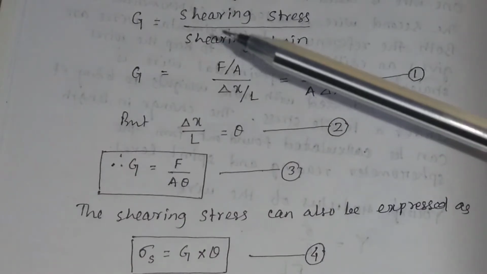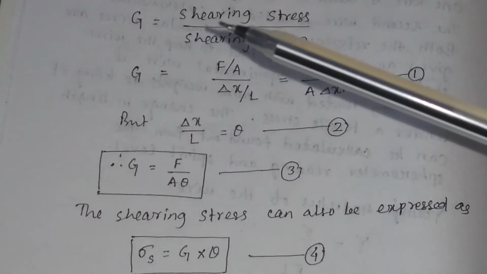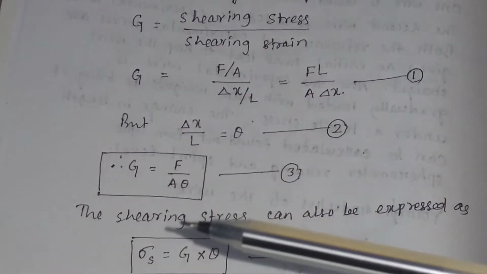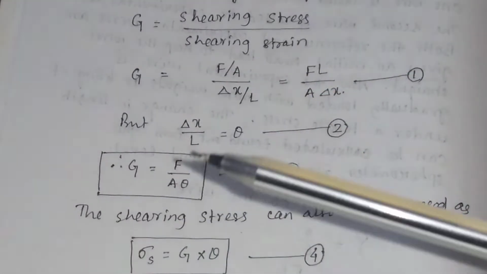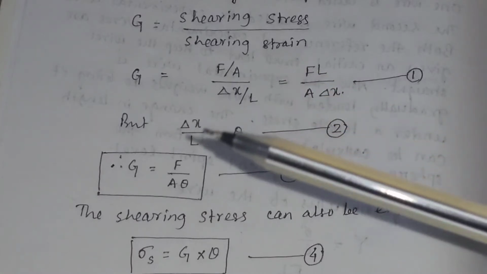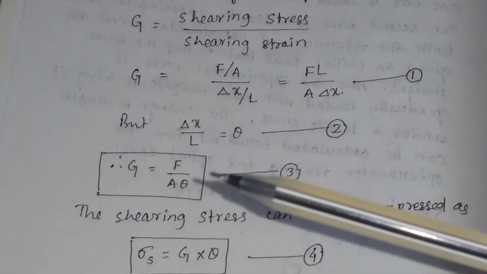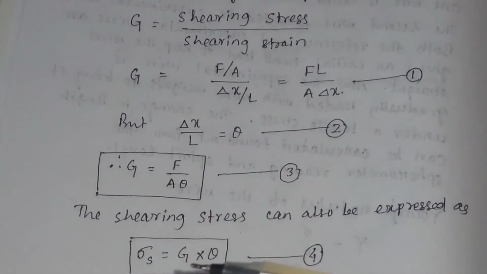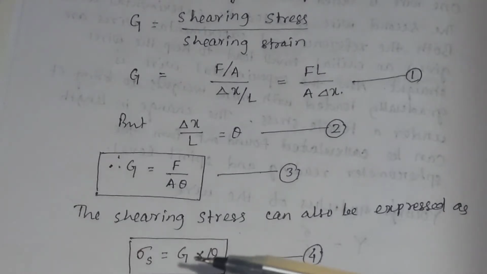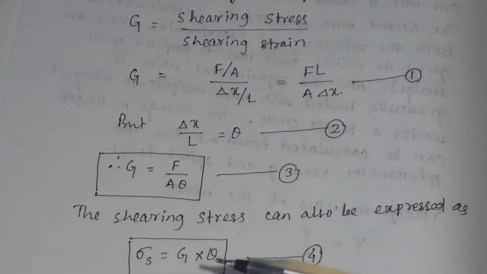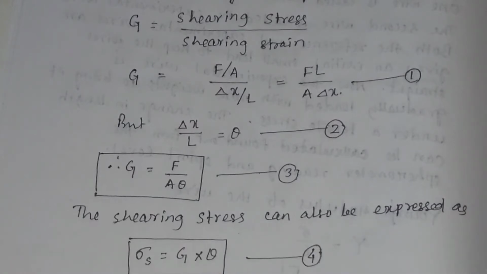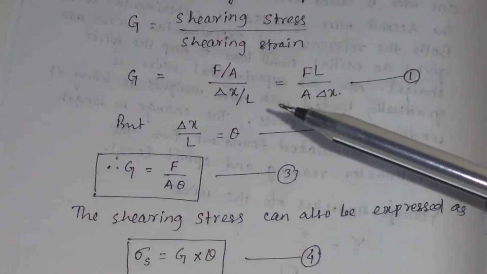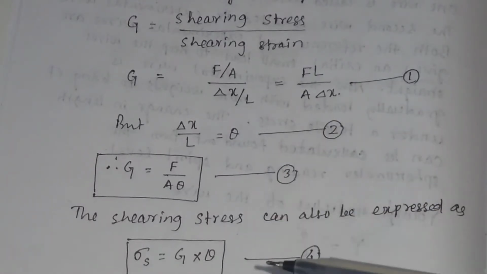From the definition of shear modulus G, that is equal to shearing stress divided by shearing strain, and shearing stress we generally represent by sigma S, and shearing strain, as you have seen here, is equal to theta. So shearing stress sigma S can also be written as G into theta, that is shear modulus into shearing strain. And sometimes this equation is also useful. You have to remember these three equations: equation 1, equation 3 and equation 4.